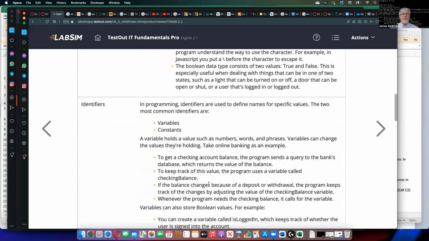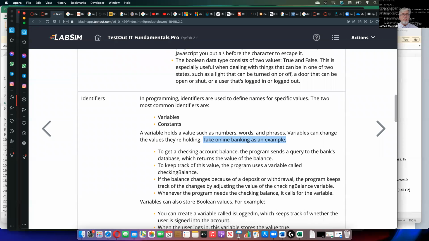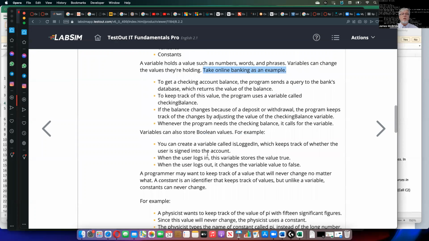And then you have your identifiers. So in programming, identifiers are used to define names of specific values. The two most common are variables and constants. A variable holds a value, such as a number of words or phrases. Variables can change the value they're holding. They're variable. Take online banking, for example. Let me give you an example of that.